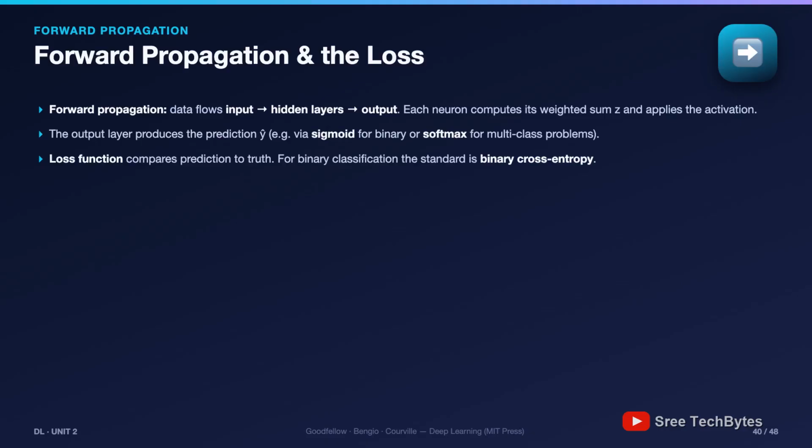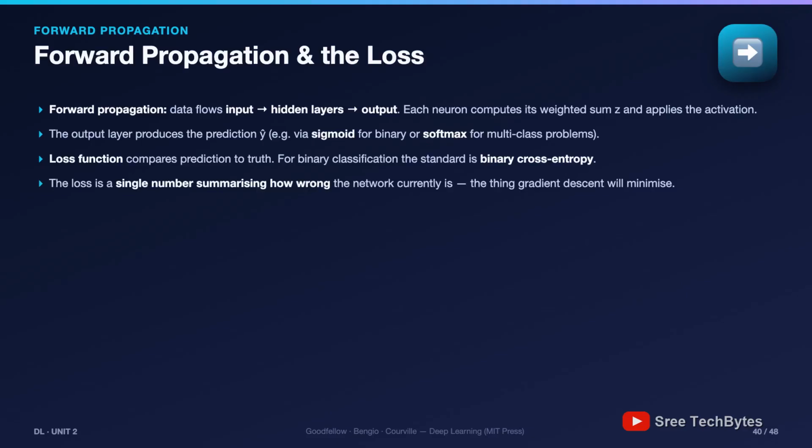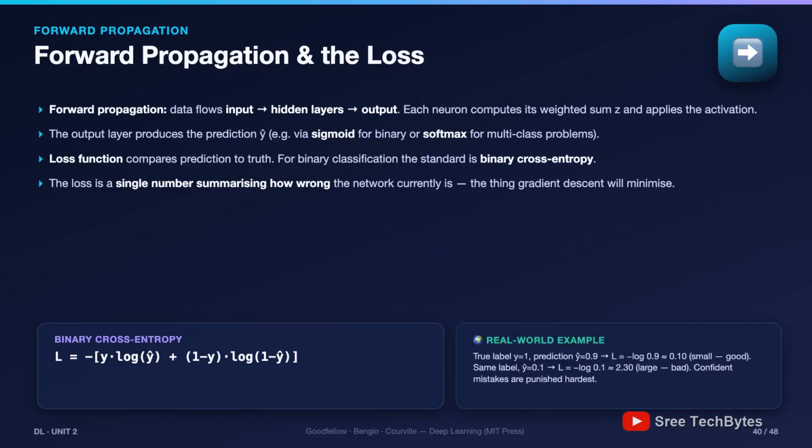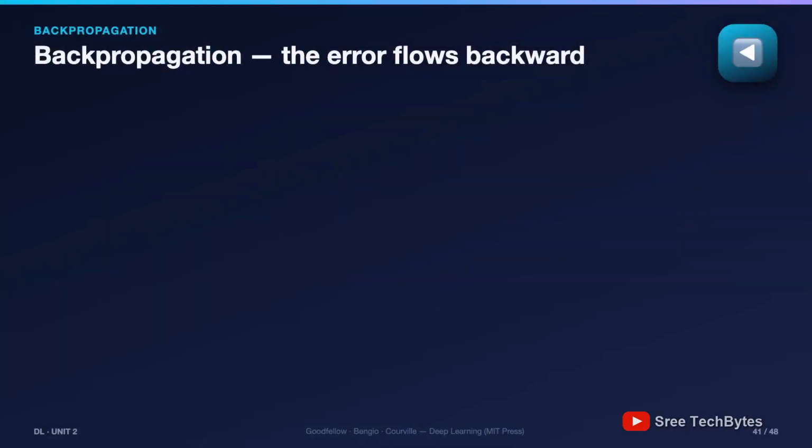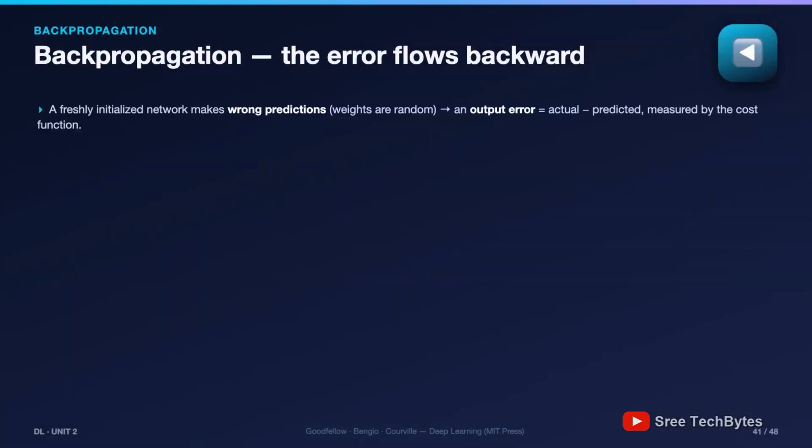Let's feel how it behaves. Truth is 1, the model says 0.9, confident and right. Loss, negative log of 0.9, about 0.1. Tiny. Now the model says 0.1, confident and wrong. Loss, negative log of 0.1, about 2.3. 23 times bigger. Cross entropy punishes confident mistakes brutally, and here's the full circle moment. This formula came from Information Theory in Unit 1, and minimizing it is Maximum Likelihood from Part 1 of this unit. 3 chapters, 1 formula. And now the star of the show: backpropagation, the error flowing backward.